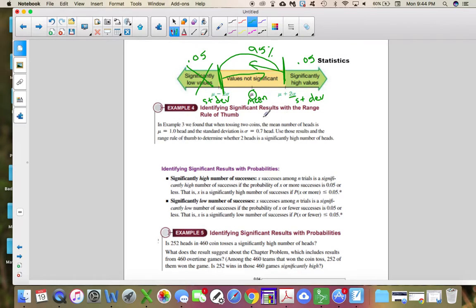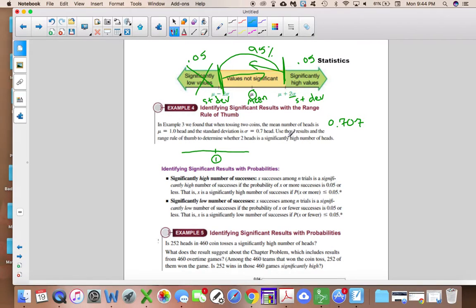So example 4. They want to identify significantly high and significantly low values. We found that when tossing two coins, we did this on the page before, the average number of heads is 1. So my mu, on a number line, is 1, my average is 1, and my standard deviation was 0.7, I think it was 0.707 or something like that. Anyway, use those results and the range rule of thumb to determine whether two heads is significantly high or not.